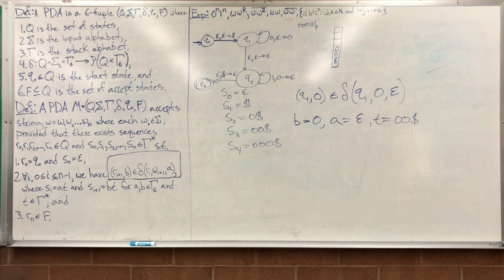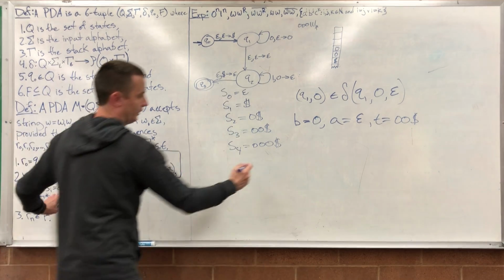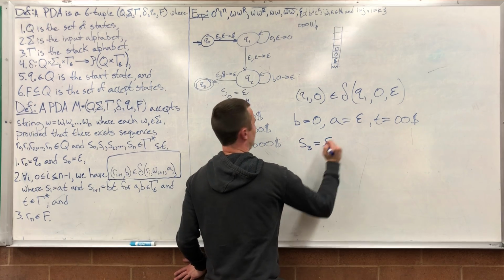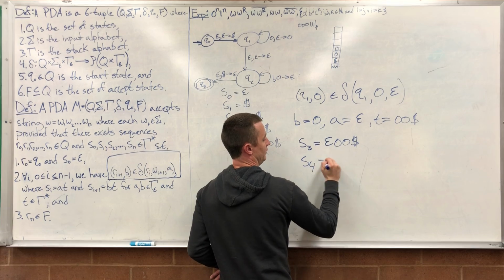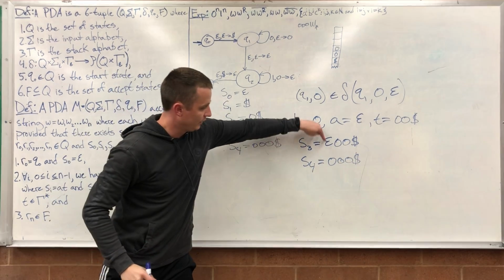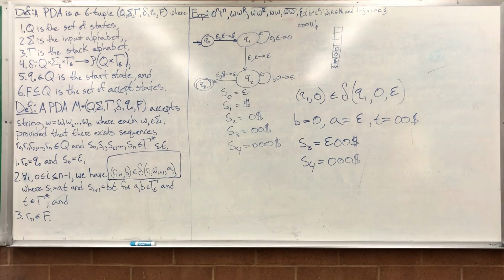Here's what your stack used to look like. Our stack used to look like this: empty string, 0, 0, $sign. And now it looks like this: 0, 0, 0, $sign. There's your A, there's your B, there's your T. So A is what we are popping off, and B is what we're pushing on. Correct.